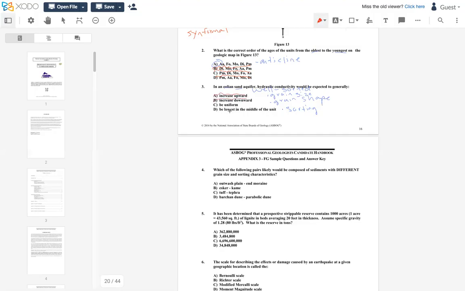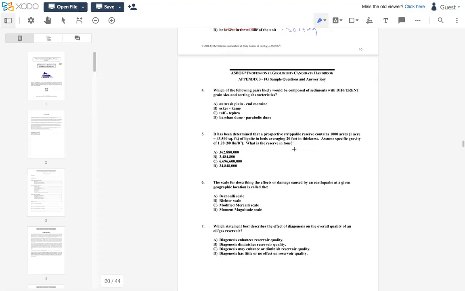And D, lowest in the middle of the unit. Not any real reason to consider that. C, be uniform, is our correct answer. Okay.